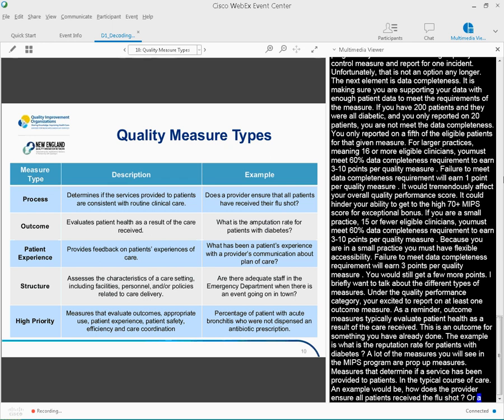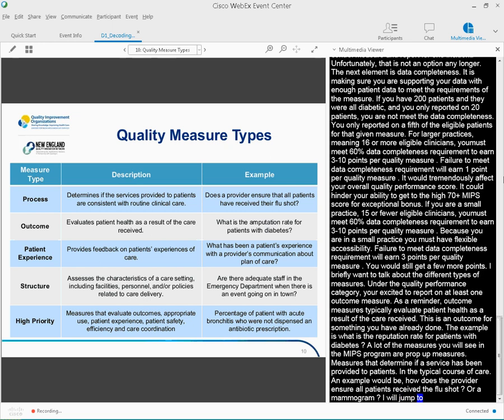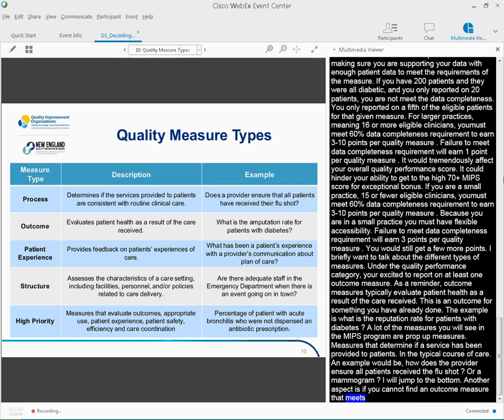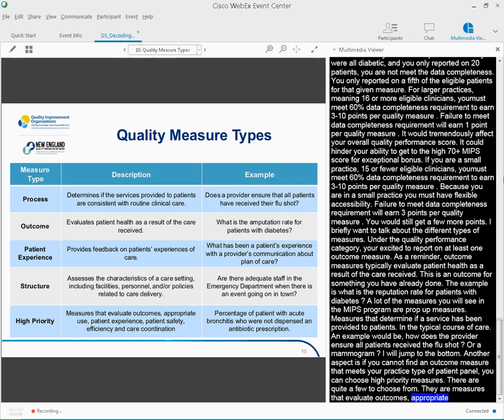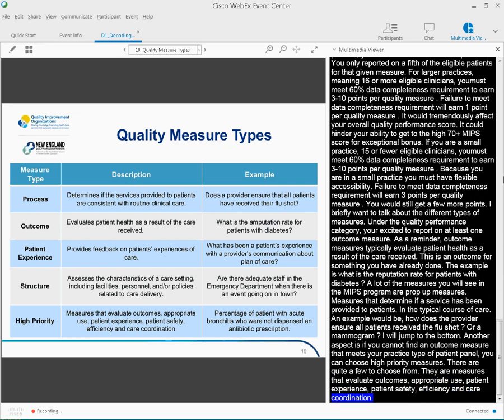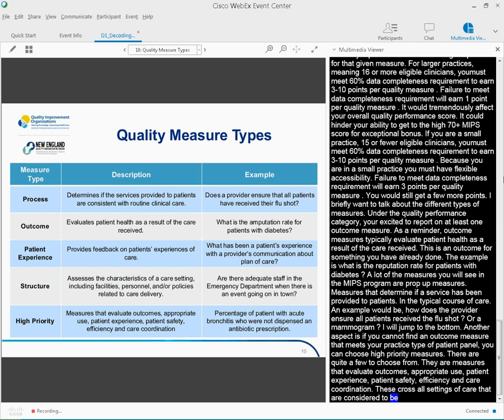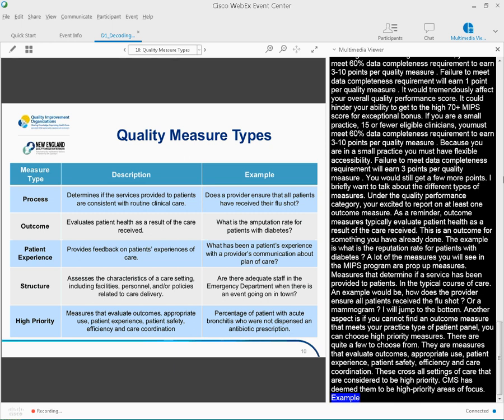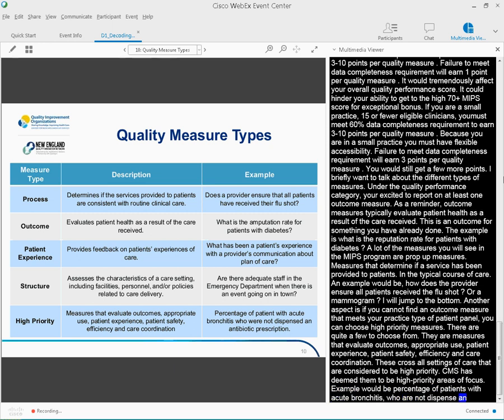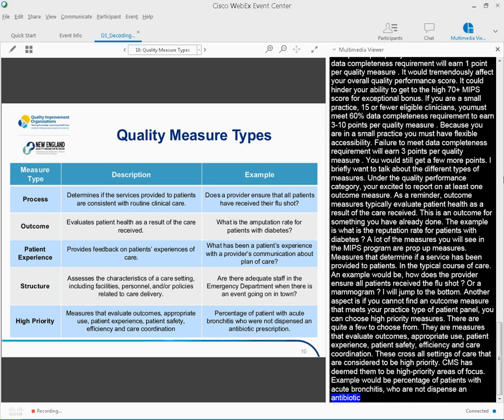I'm going to jump down to the bottom. Another aspect, if you can't find an outcome measure that meets your practice type or patient panel, is that you could choose high priority measures, and there's quite a few of these to choose from. High priority measures are measures that evaluate outcomes, appropriate use, patient experience, patient safety, efficiency, and coordination of care. So these really cross all settings of care. That's why they're considered to be high priority, because CMS has deemed them to be high priority areas of focus. An example here would be percentage of patients with acute bronchitis who were not dispensed an antibiotic prescription. So again, that's appropriate use of antibiotics for patients with bronchitis.